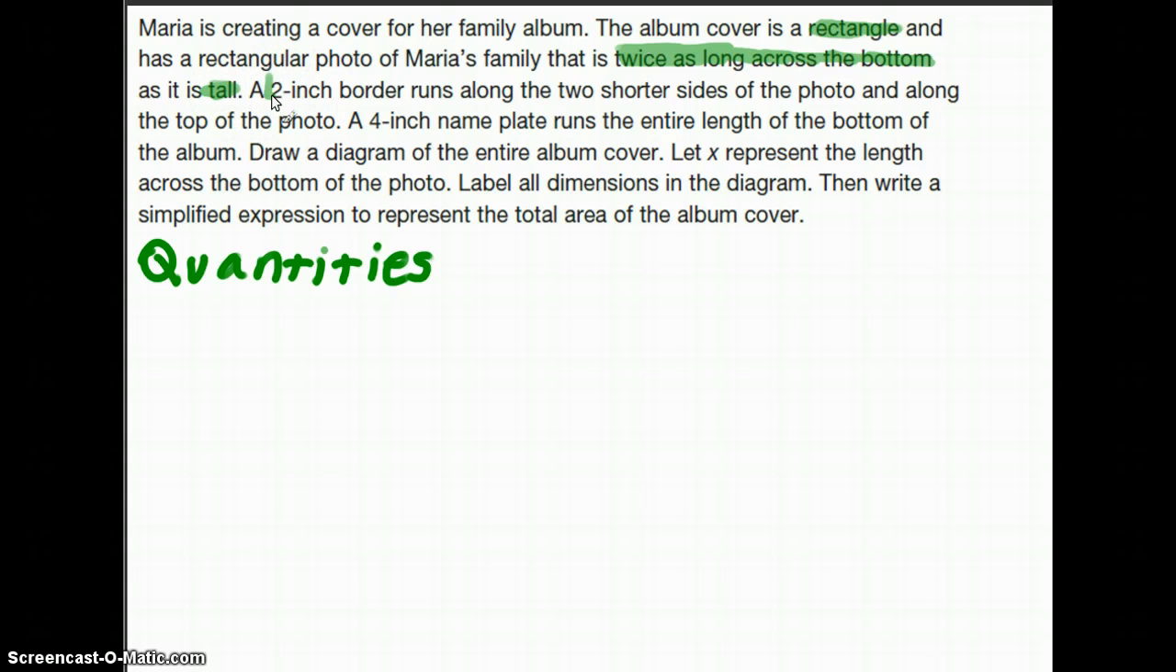She's also going to be using a 2-inch border, and it's going to run along the two shorter sides of the photo. And then it also runs across the top of the photo. There's also a 4-inch nameplate, and that's going to run the length of the bottom of the album. So we're going to draw a diagram at the very end here, but let's first focus on identifying these quantities and writing down what we know about them.